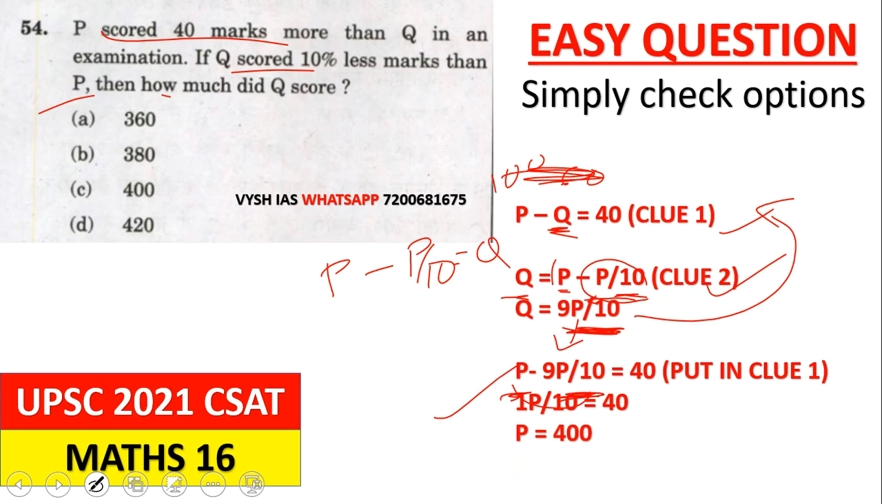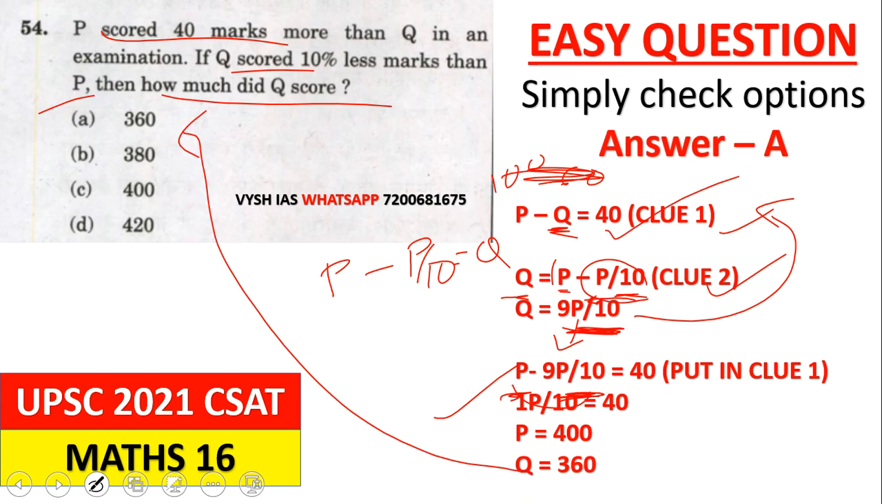But what is the question? How much did Q score? So you know that P minus Q is equal to 40. So Q is equal to 400 minus 40, 360. Answer is A. Okay, so this is just about building that formula. If you read this and if you write the formula wrong, then you will get it wrong. Else if you simply understood, okay, Q score 10% less means whatever is P, subtract its 10%. Okay, meaning P by 10.